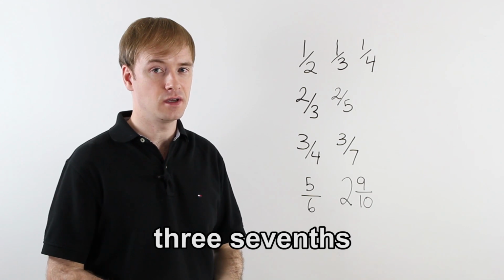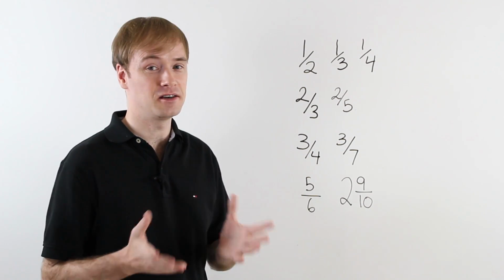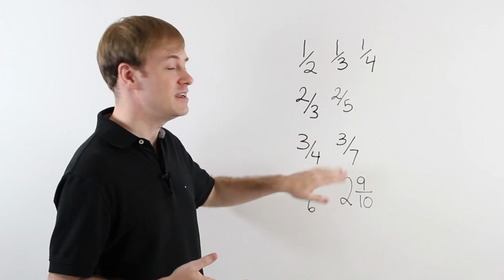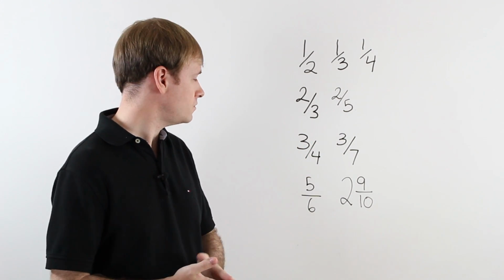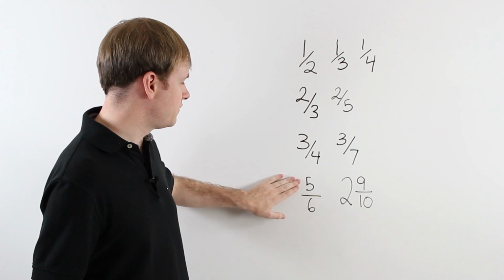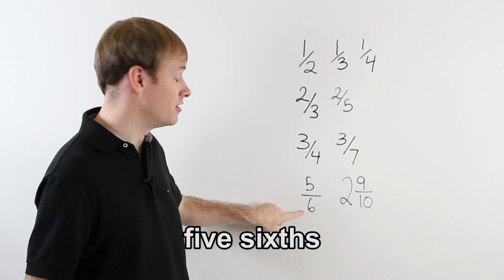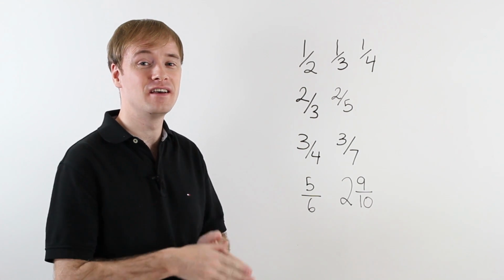3/7. They're very difficult to pronounce, I know. It takes a lot of practice. 3/7. The last line, what's this? 5/6. This is very difficult to pronounce. 5/6.